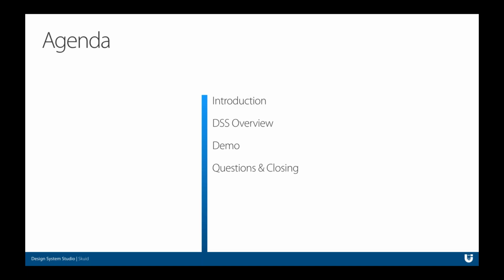Next, I'm going to dive into a quick Design Systems Studio overview. Just introduce a bit of the background. Why does it exist? What value does it offer within the Skuid ecosystem? And what does it mean for your business? And then we're going to dive into a quick demo from there. I'll introduce you guys to the Design Systems Studio interface. We'll click around and we'll show the power of the DSS in real time. And then we'll finish up with some questions in closing.